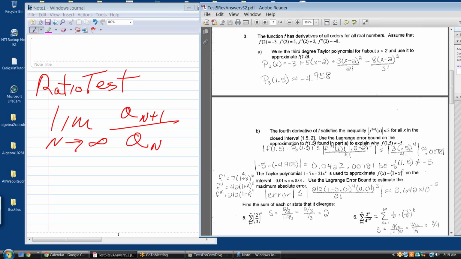So let's see, write the 3rd degree Taylor polynomial for x. I get this one pretty well. We can just skip it. Yeah, I was going to say, this is fairly straightforward. Well, and then use it to approximate 1.5. Well, of course, the way I'm going to do that is to substitute 1.5 in for x, which is what she's indicated here.